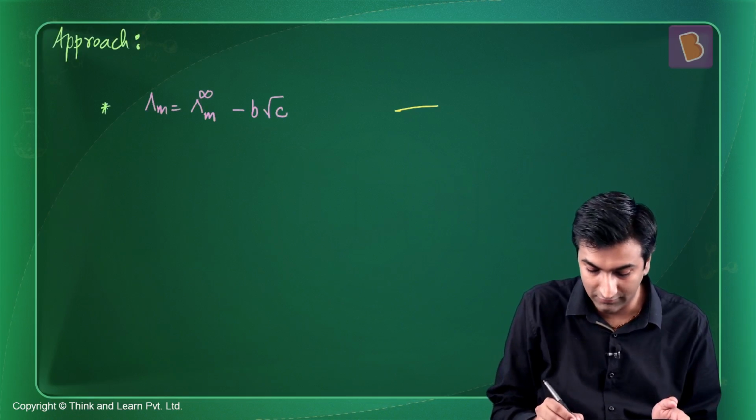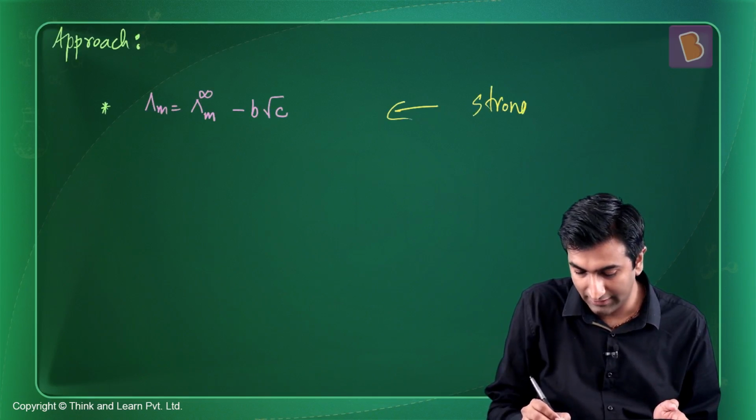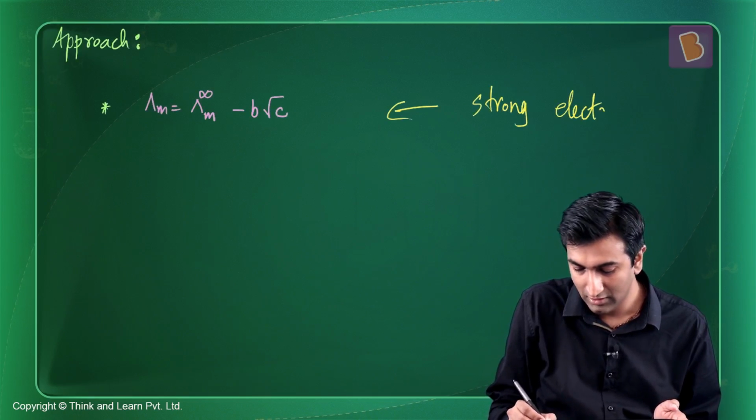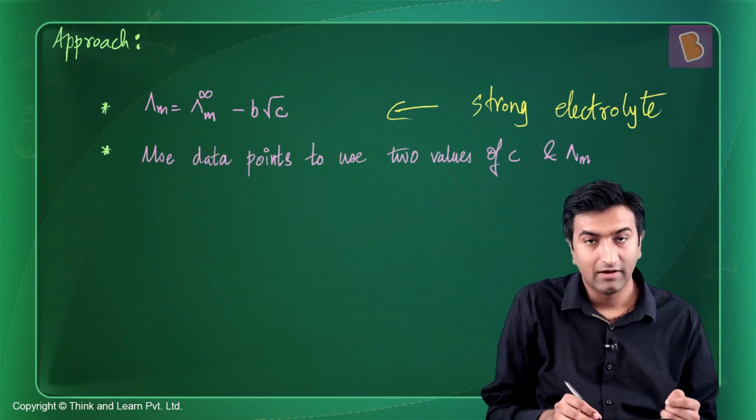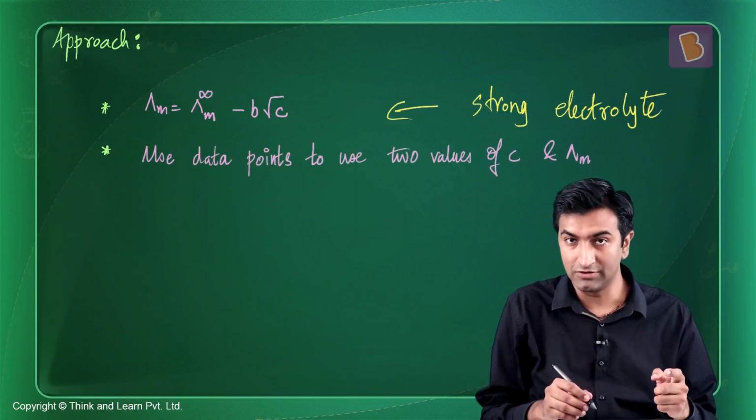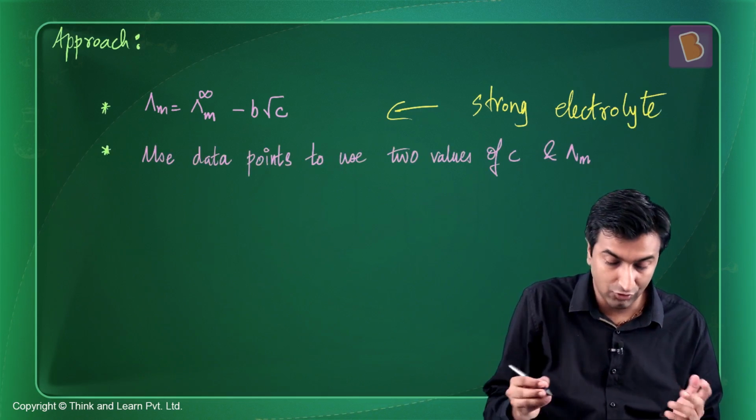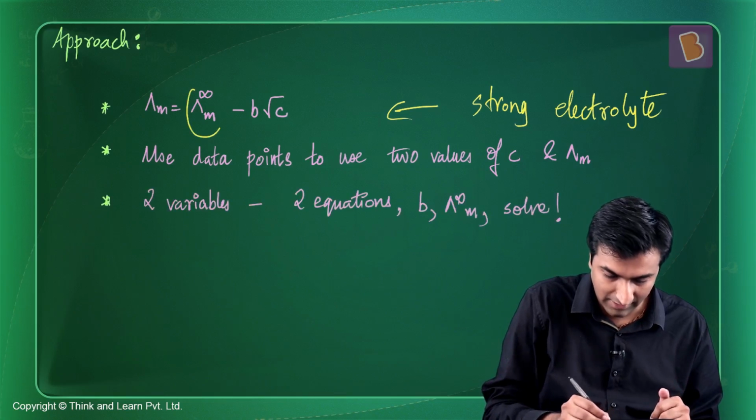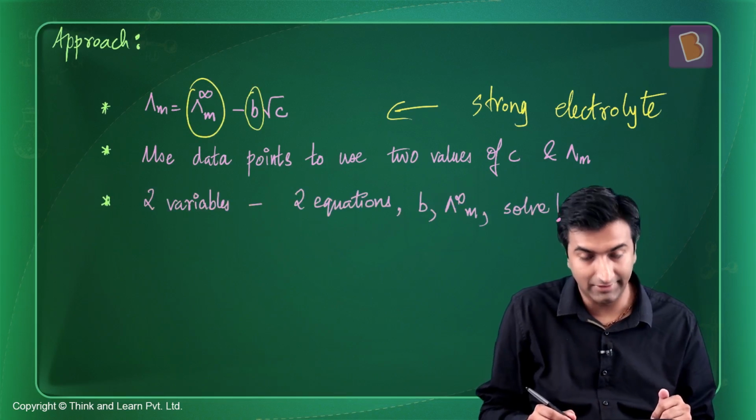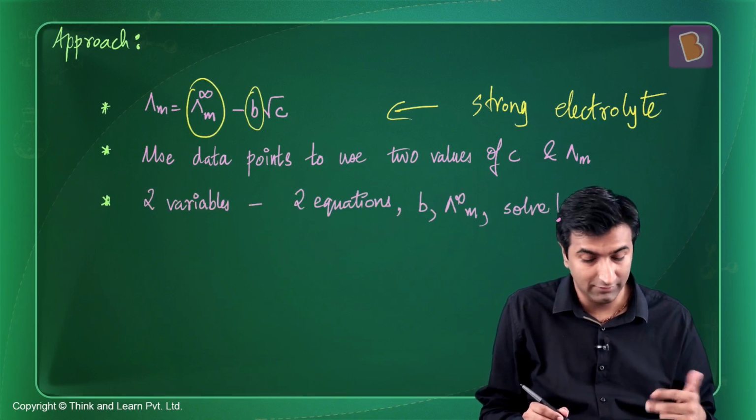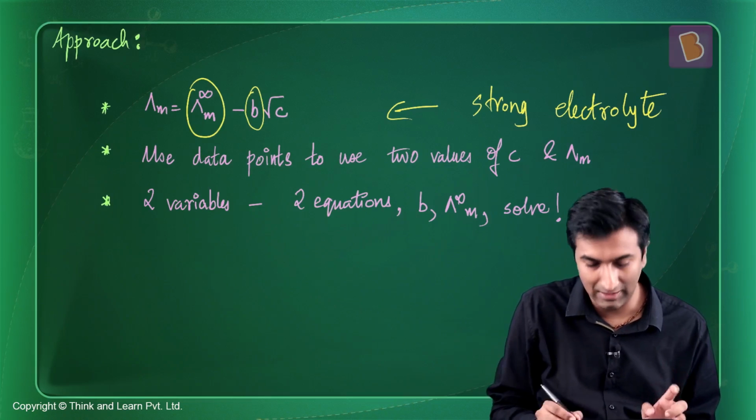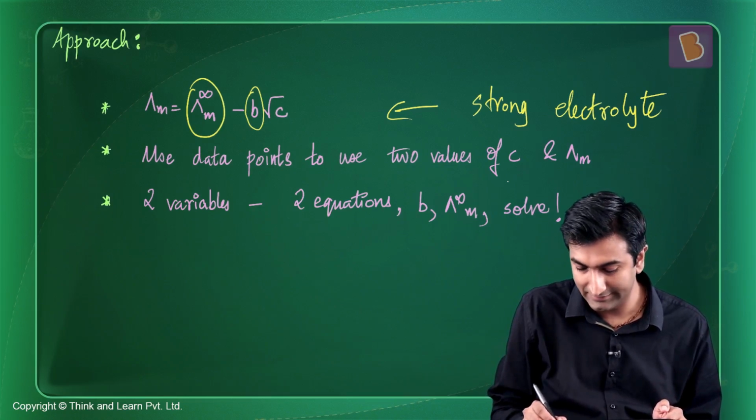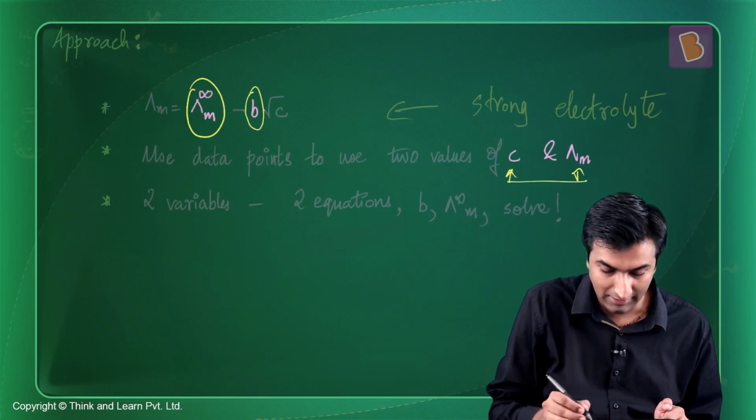Well, use this expression. This is for strong electrolytes, right? If you have a strong electrolyte, then this expression gives you how lambda m is related to lambda infinity, and it's dependent on concentration. The things that you don't know here are B and lambda infinity. So if we form 2 equations and we have 2 variables, we should be able to figure this out. These are the 2 variables. How do you get 2 equations? Use the data points. We have 3 data points, right? You can use 2 of them and then get C. We can plot values of C and lambda m and get lambda naught m and B.